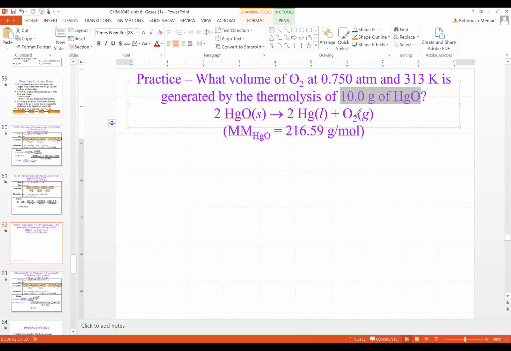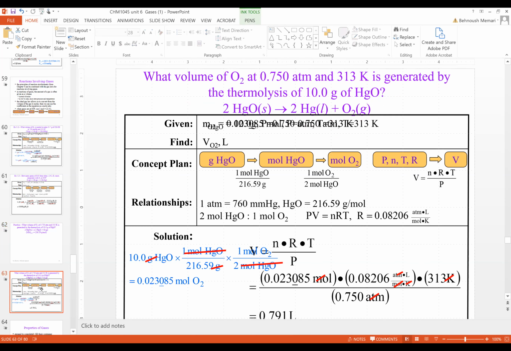When you have the number of moles of oxygen, then you use the ideal gas law to find the volume, because you have the moles, you have the pressure, you have the temperature, you have three items, you can find the volume. And the solution for that problem is given here.